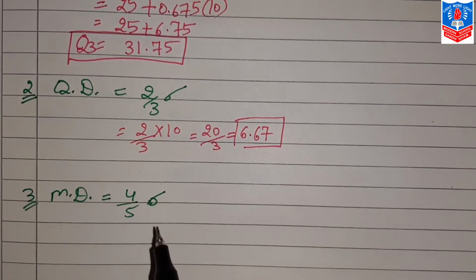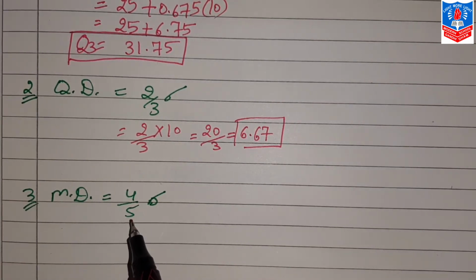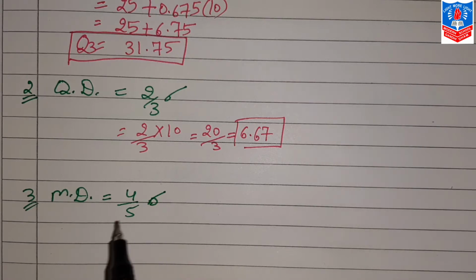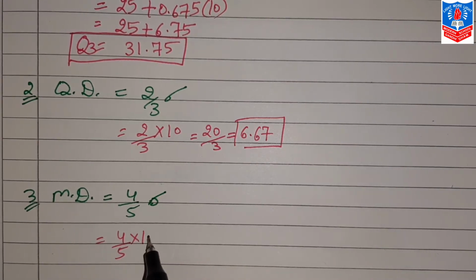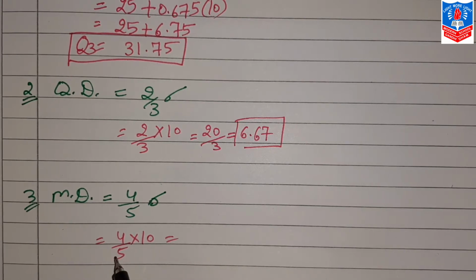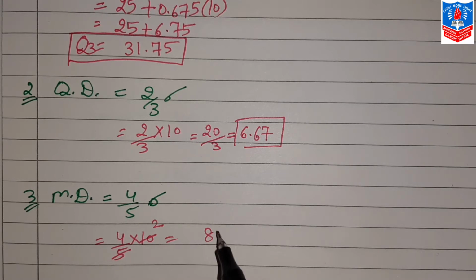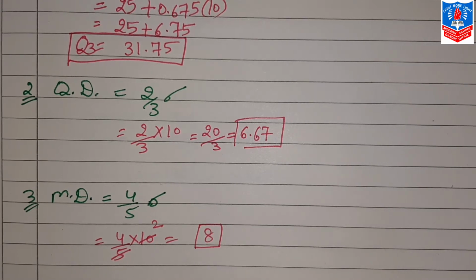Next, that is mean deviation. The mean deviation formula is 4 by 5 sigma. So 4 upon 5 into 10. Now 10 divided by 5 will be 2. So 4 twos are 8. So the mean deviation value will be exactly 8.